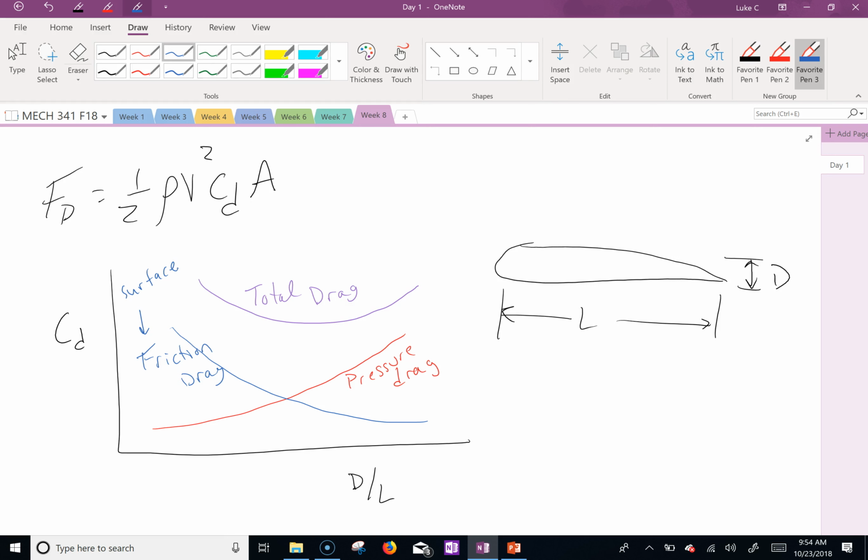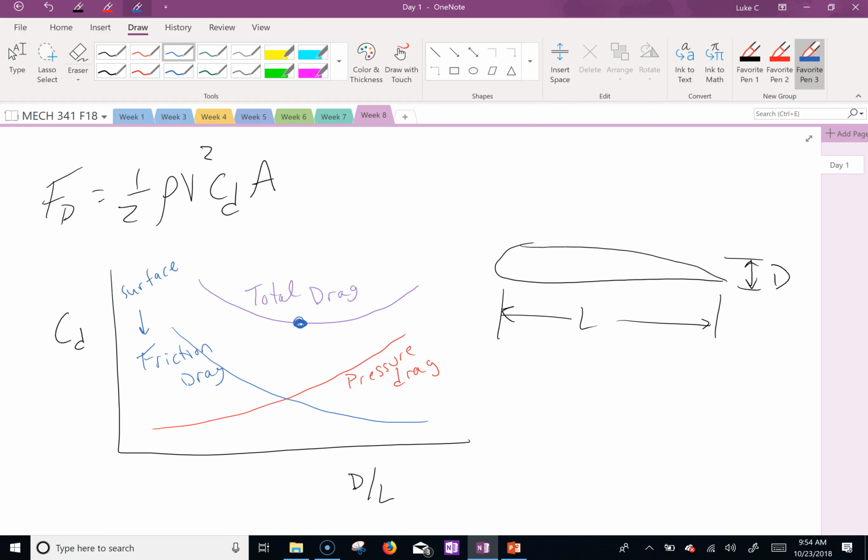So that makes sense, right? If L is much larger than D, you're going to have more surface drag. But if your diameter gets bigger and the length gets smaller, your pressure drag is going to be higher. There's a point where there is minimum drag, right? Which is right there.